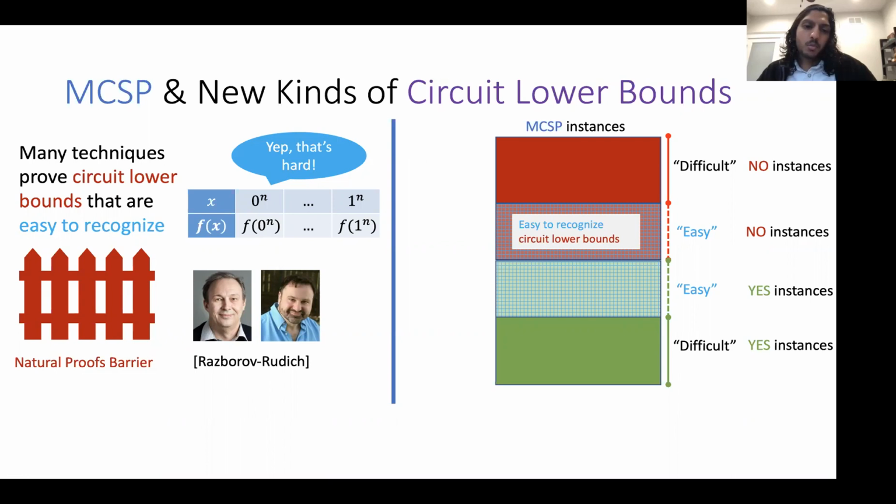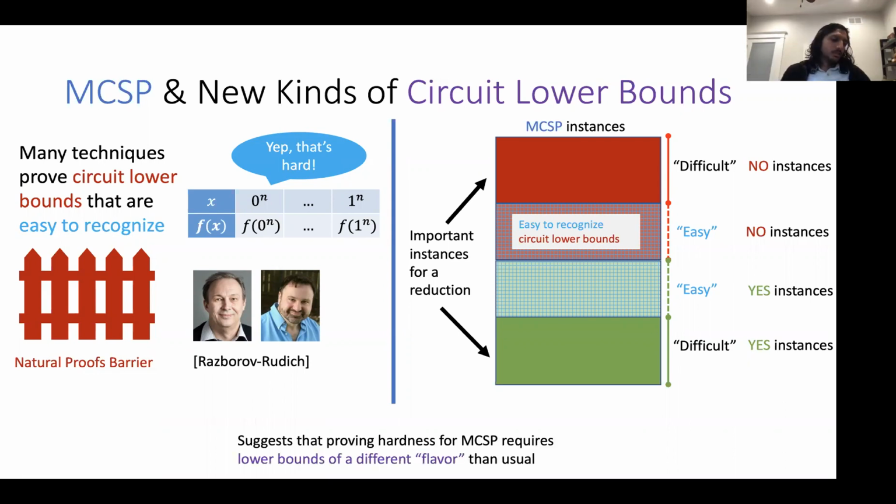Why that's important for reductions to MCSP is that if you're giving a reduction from, say, SAT to MCSP, the important instances that you care about are the difficult no instances and the difficult yes instances. Because if you gave a reduction from SAT to MCSP that only mapped into the easy instances, then you've actually given more than a reduction, you've given an algorithm, because you can first run the reduction to MCSP, which only maps to easy instances, and then run an algorithm that solves those easy instances.